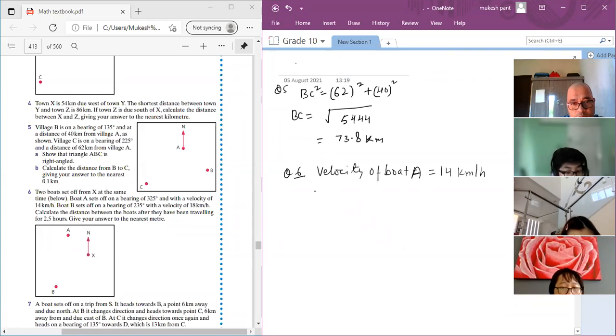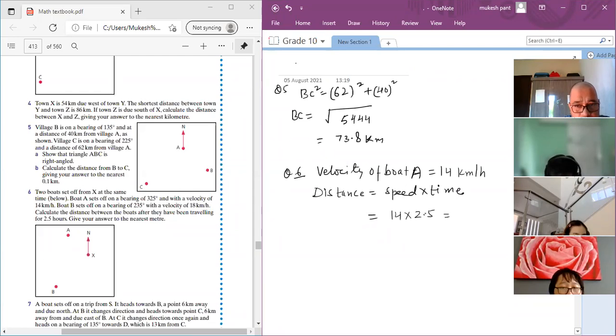Now I think you people know displacement or distance. You can write displacement as well. Distance equals speed times time. So here you can see the speed is 14 km/h and the time is 2.5 hours. Now you have to multiply this and see how much you are getting.